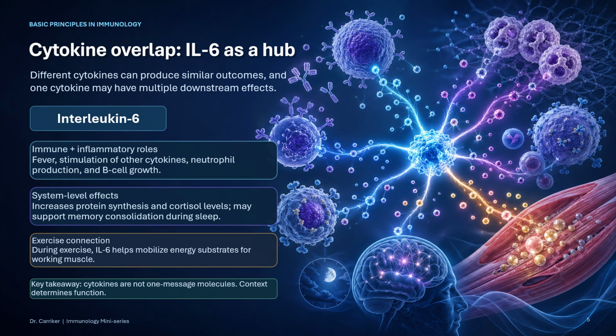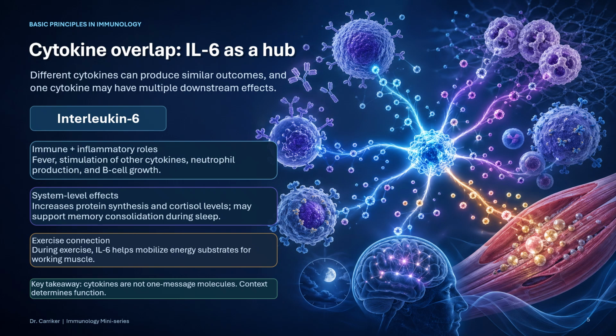So that overlap is important clinically because the immune system rarely works in a simple one signal, one response pattern. It works more like a network with multiple signals that can push in similar directions. A single signal can influence several tissues at the same time. And it's important to remember that exercise can alter cytokine behavior. So, for example, IL-6 rises with exercise and may help mobilize energy substrates for working muscle.